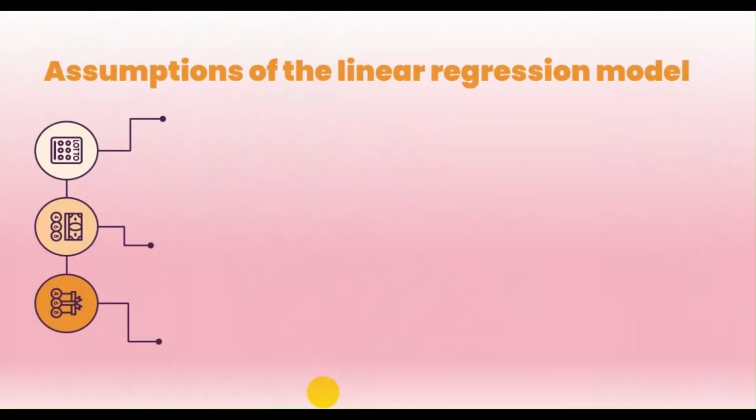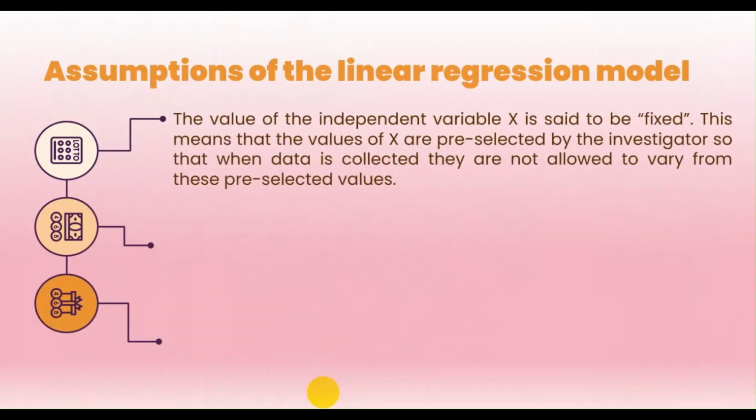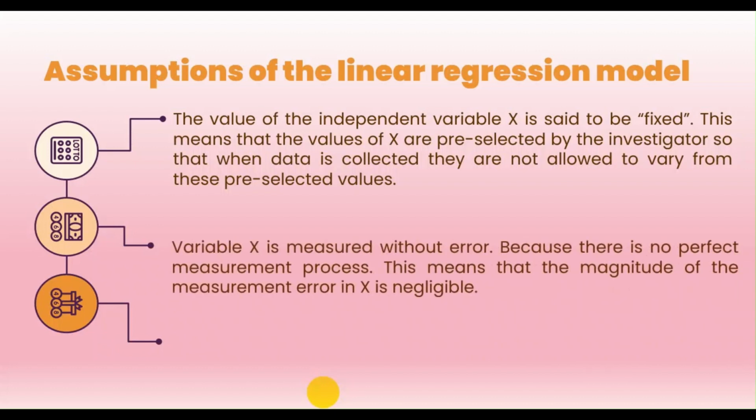Assumptions of the linear regression model. The value of the independent variable x is said to be fixed. This means that the values of x are pre-selected by the investigator, so that when data is collected, they are not allowed to vary from these pre-selected values. Variable x is measured without error because there is no perfect measurement process. This means that the magnitude of the measurement error in x is negligible.